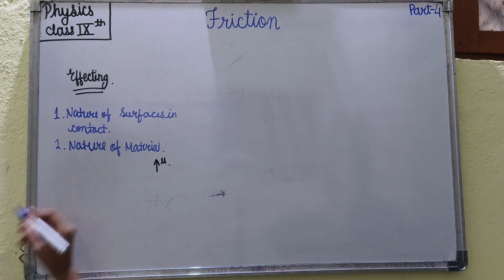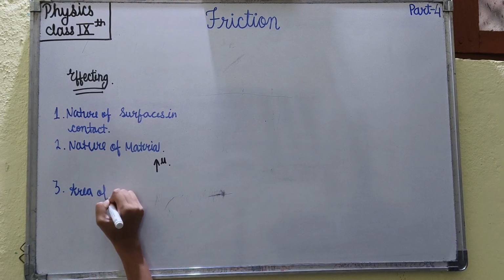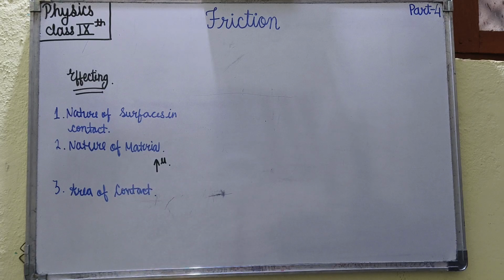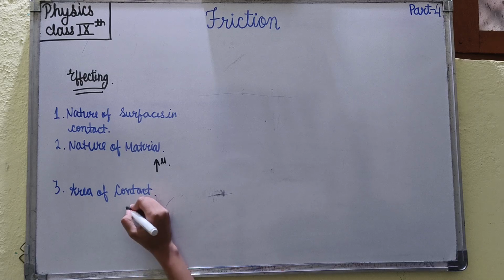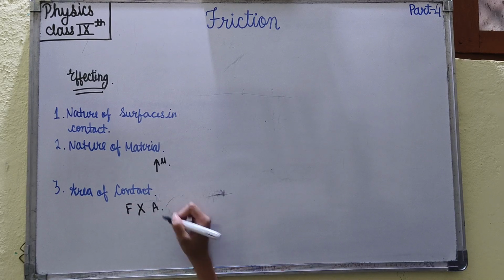Third is area of contact. Friction is independent of the area of contact between two surfaces as long as normal reaction is same. So, friction never depends on area.